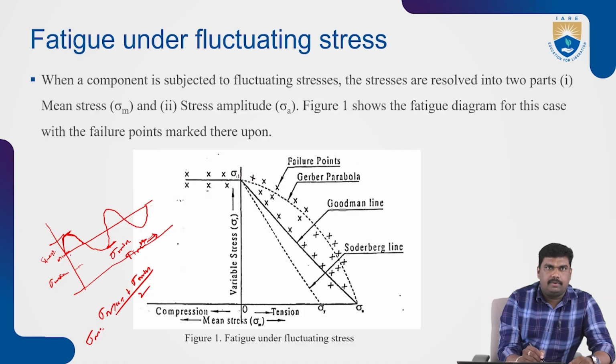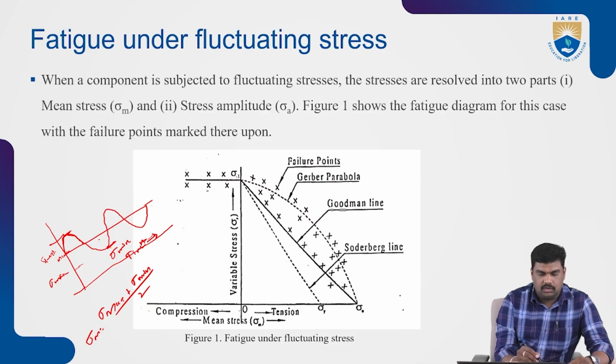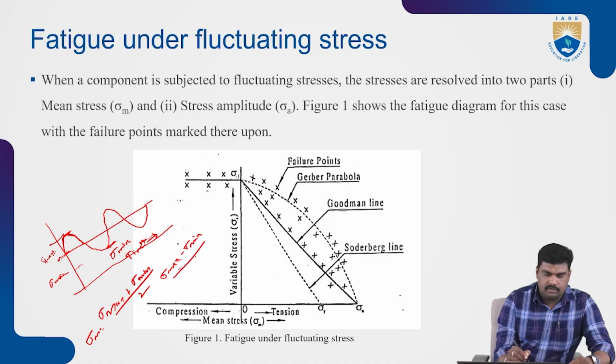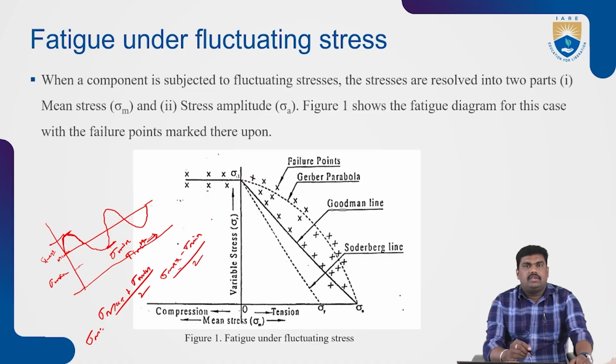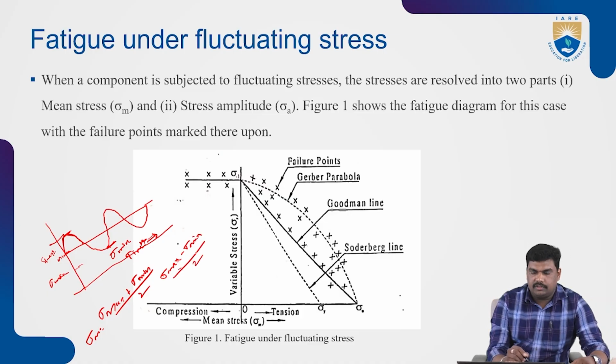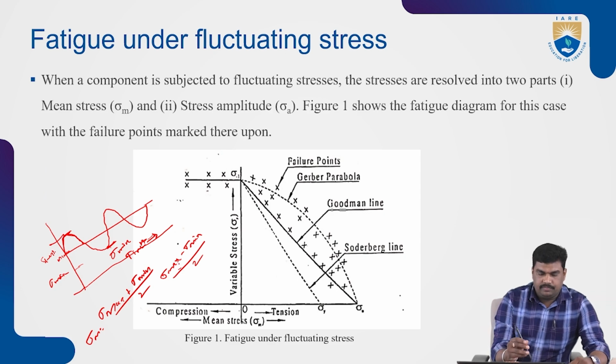Now the stress amplitude is one side, this is the stress amplitude, and for the compression side this is the stress amplitude. So what is stress amplitude? Sigma max minus sigma min, divided by 2. These two are the main parts for resolving the fluctuating stress.